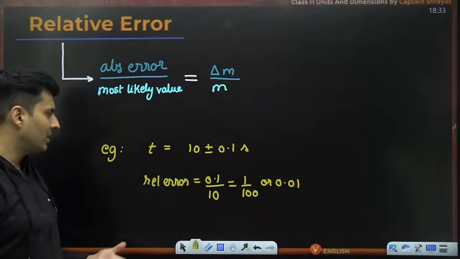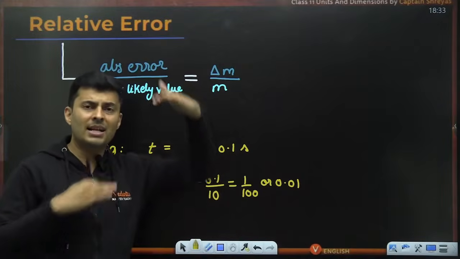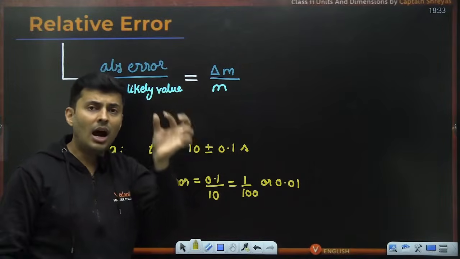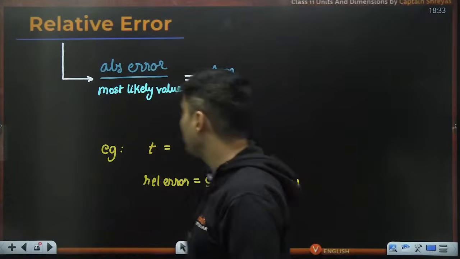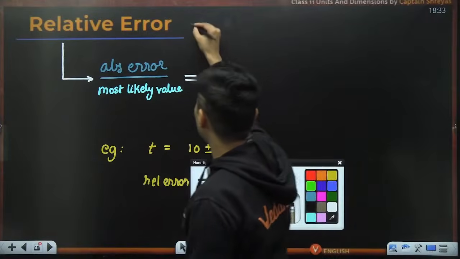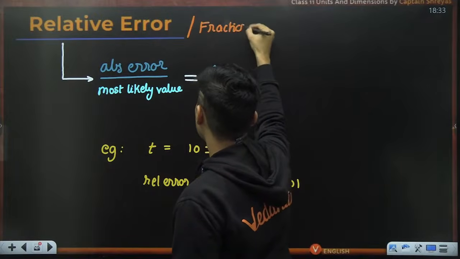It's like a fraction, like a decimal value which I get. So it tells me, as compared to the main quantity, how much fraction is there. It's also sometimes called the fractional error. So relative error is sometimes also called the fractional error.